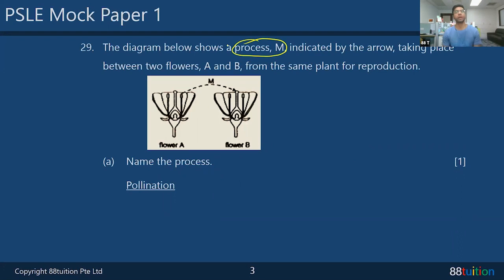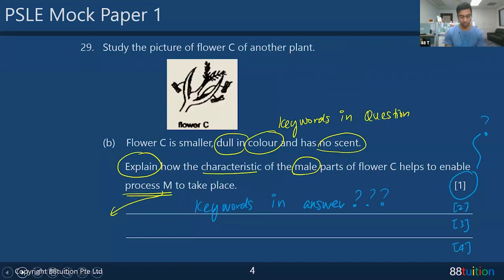So in the exam, when something comes out suddenly, some process, don't be scared. It must have been talked about somewhere in the earlier part. Go and find it. And this process M, you already say it's called pollination. Okay, so part B is just continuation. So what is the male part that helps in the pollination? Explain how. Okay, so what happens? The male part in flower C is sticking out.